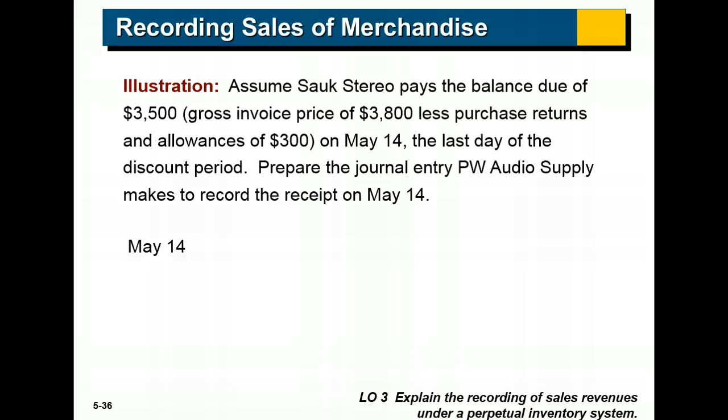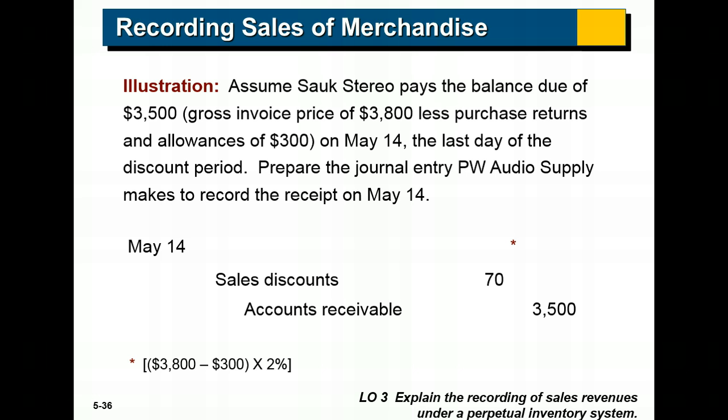What's the journal entry we're going to use to record it? We're going to credit out our accounts receivable. We need to zero that. We're going to show a sales discount of $70. And then we're going to show cash of $34.30.